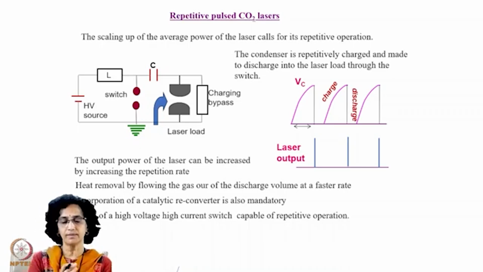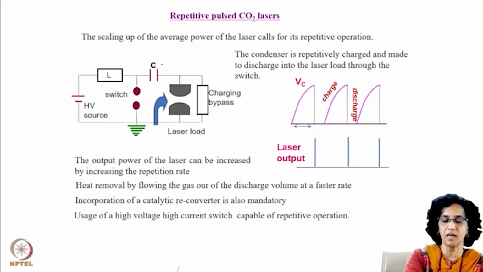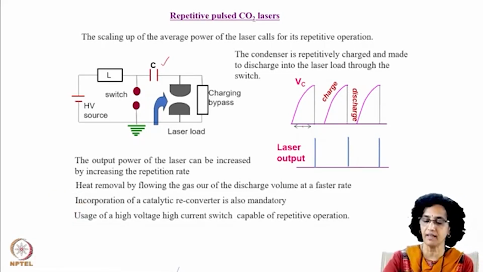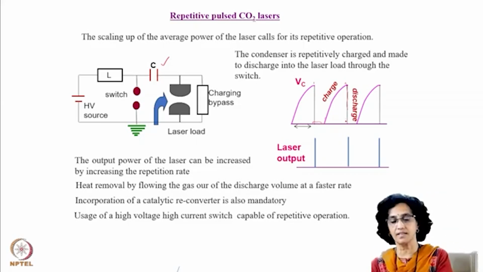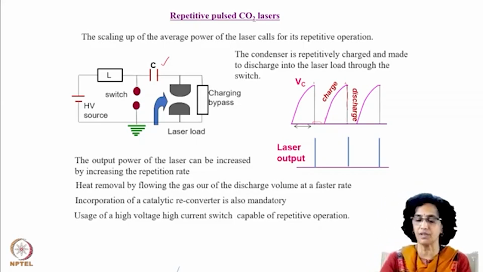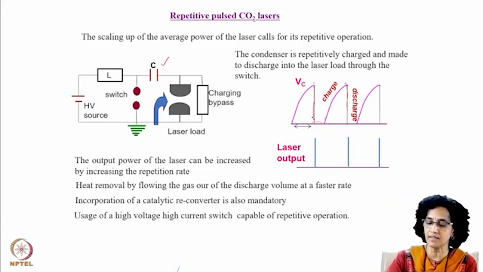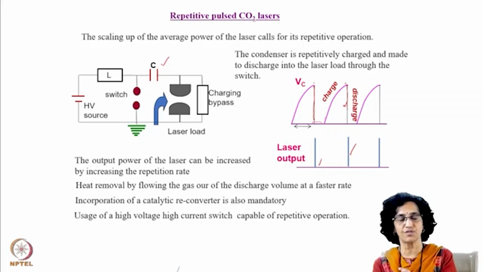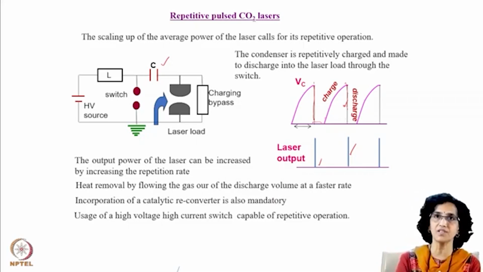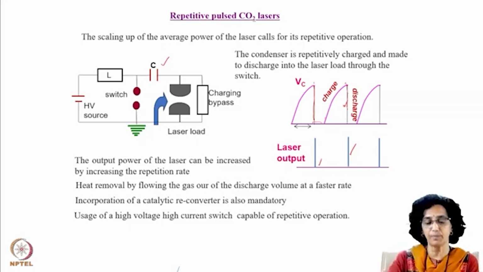So what is the basic difference? Well, the basic difference is that your condenser now has to be charged repeatedly. Like you see here, the condenser is charged, then it discharges, then again it is charged, again it discharges, and the faster this cycle, the higher the repetition rate. Every time the condenser discharges, there is a laser output. So if you can make the condenser get charged faster and discharge faster, then you can have repetitive operation.